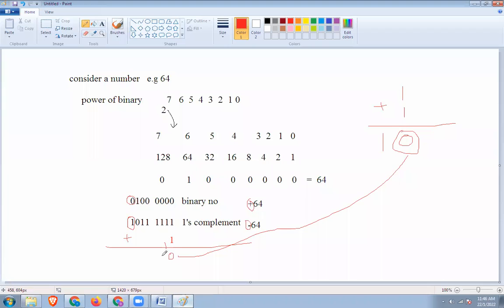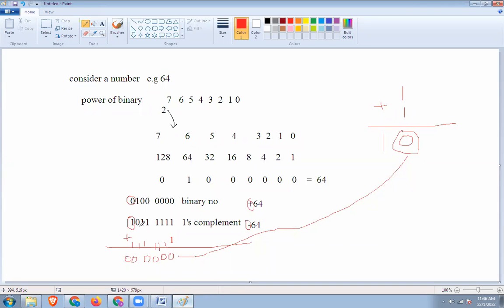Again 1 plus 1 result will be 0, and 1 carry will be forwarded. Again 1 plus 1 will be 0 and 1 carry is forwarded. Okay, 1 plus 1 again it will be 0, 1 carry is forwarded here. Again 1 plus 1 will be 0. Again 1 carry will be forwarded, 1 plus 1 will be 0 and 1 carry is forwarded.